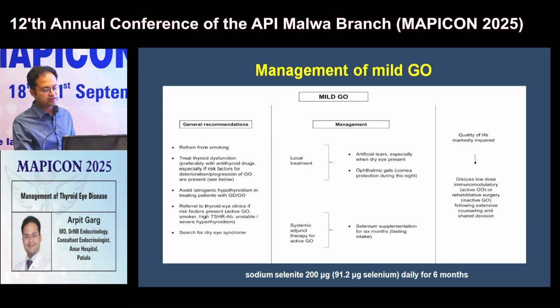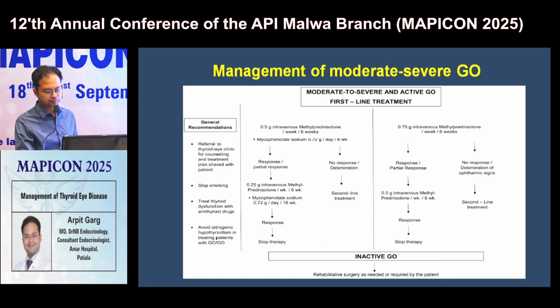But if there is active disease, the severity is mild, but if you see the activities, and the patient is qualifying for the active disease, the score is more than 3, then you can discuss with the patient regarding the steroid therapy. If the active disease is there, you can give steroid for a short term.